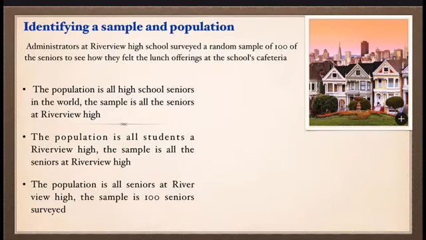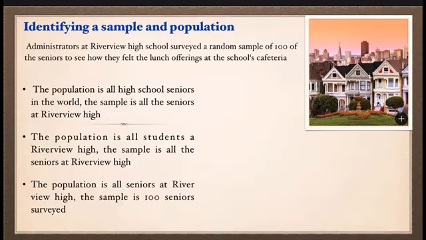Before that, let's check this out. I want you to help me try to solve it on a white sheet of paper, an old notebook if you can, or in the back pages of your learning logbook. So let's do this. Identifying a sample and population. Administrators at River High School surveyed a random sample of 100 of the seniors to see how they felt about the lunch offerings at the school's cafeteria.